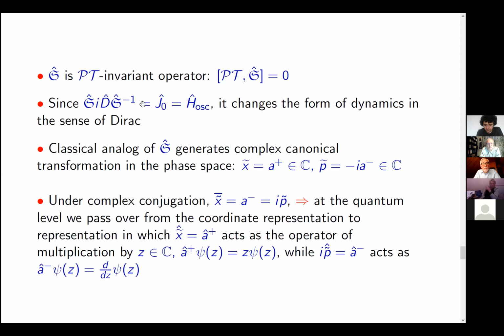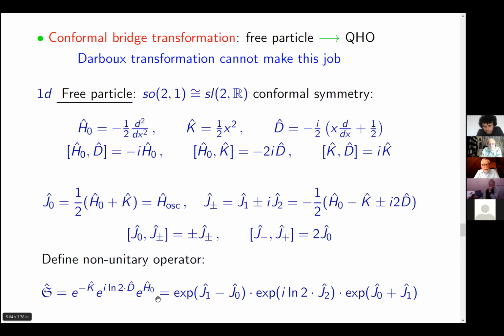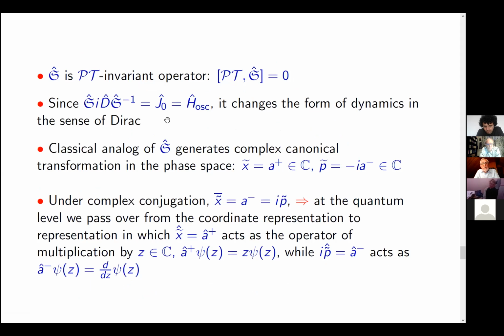But another interesting peculiarity of this operator is that it is a PT invariant operator. That is, if we introduce the time reflection operator, which anti-commutes with the square root of -1, it is easy to check that this generator of the conformal bridge transformation is a PT invariant operator. So you see, as I mentioned before, this operator acting on the dilatation operator of the free particle, multiplied, it is important, by I, transforms it into the Hamiltonian operator of the quantum harmonic oscillator. So this similarity transformation, this generator of the conformal bridge transformation, really corresponds to a change of dynamics in the sense of Dirac.